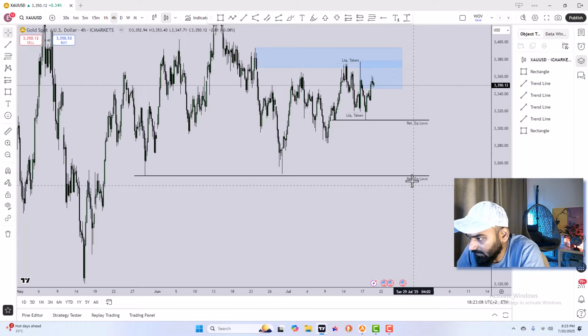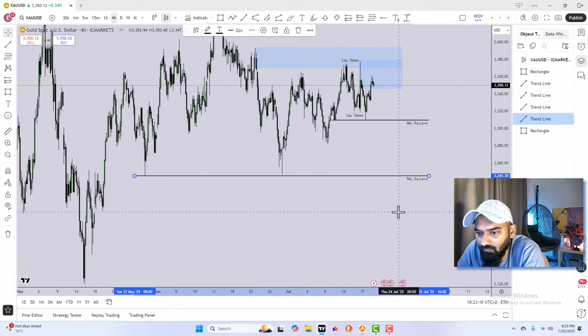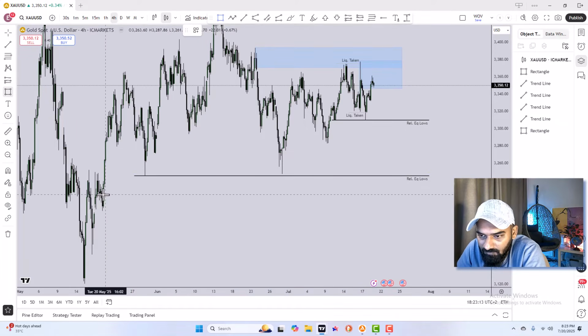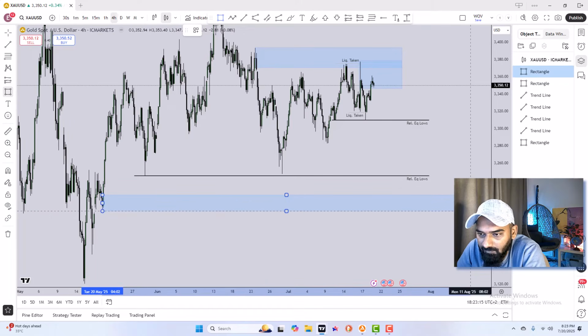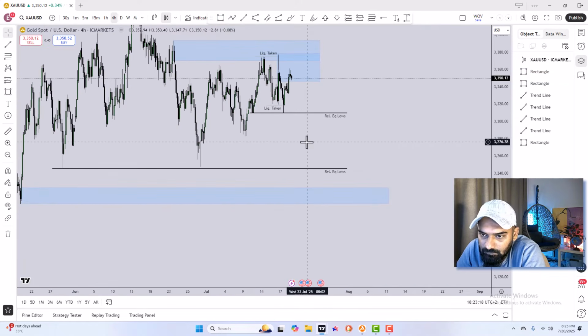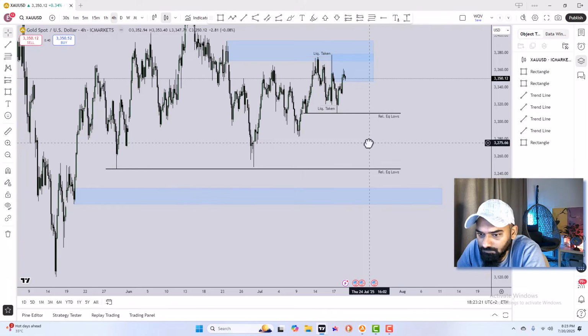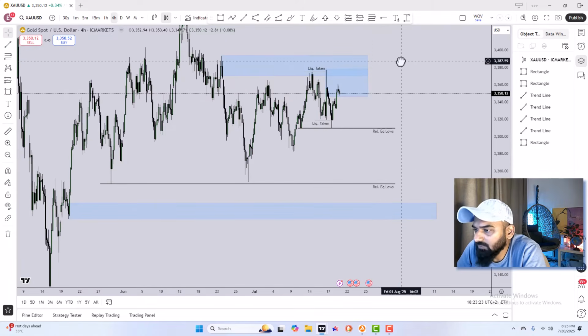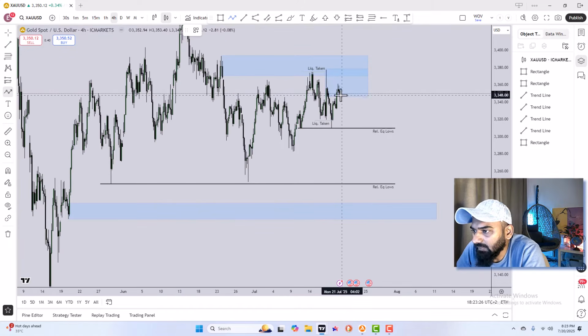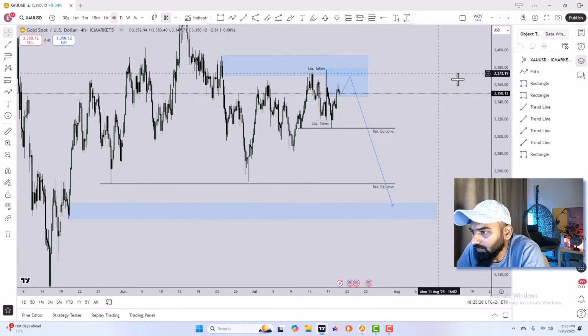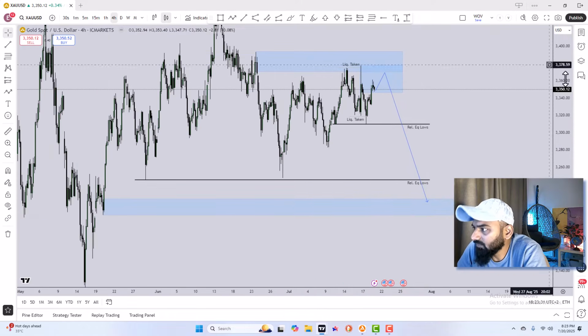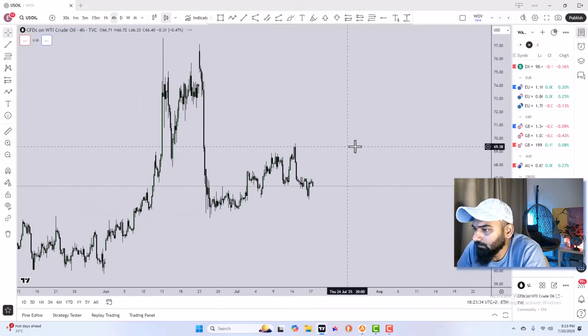Weekly target can be 3,245. After that we have some sort of demand available. Yes, so for this particular week I am bearish on gold. Let's see, we will see what price action gives to us.